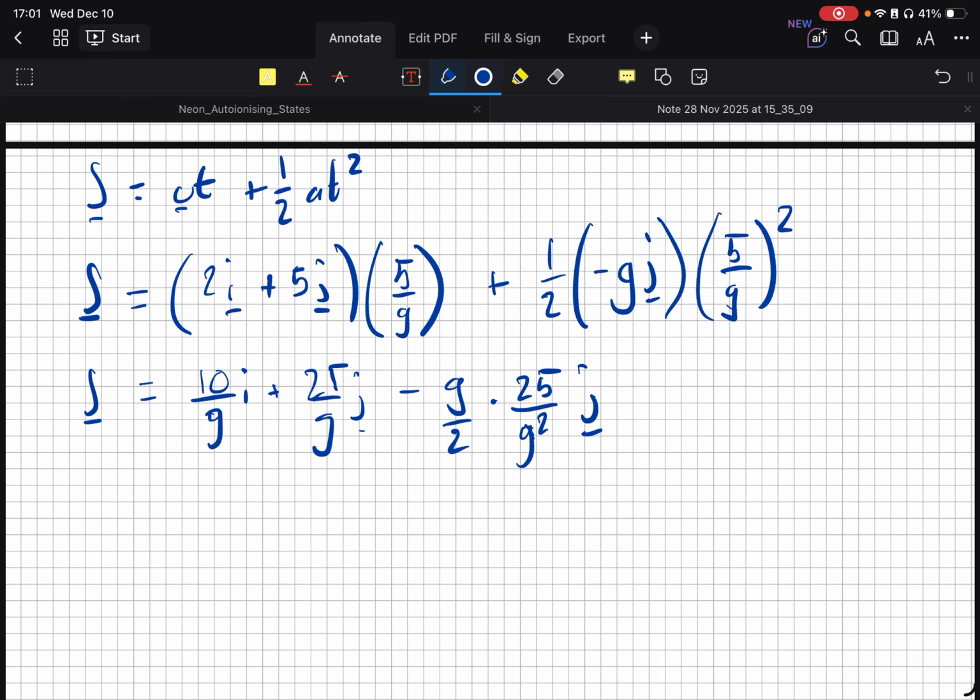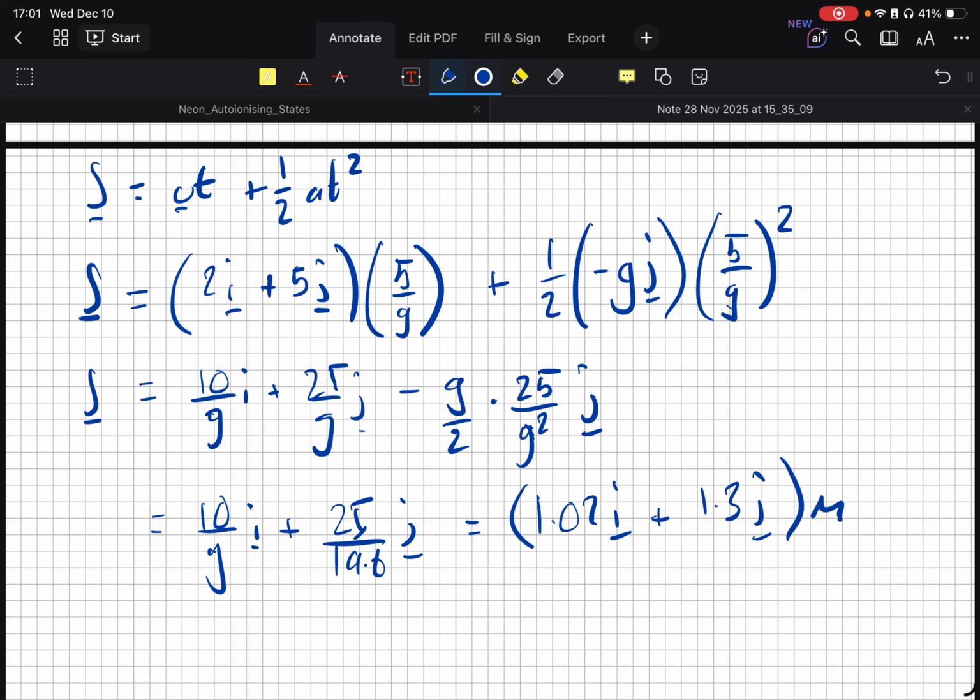But once you actually start plugging the numbers in here, we still end up with 10 over g i, which is roughly 1 point something. For the j component, this works out as 25 over 19.6, which is 2g. And that's our j component. Checking my numbers, 10 divided by 9.8 is 1.02 i plus 1.3 j meters.